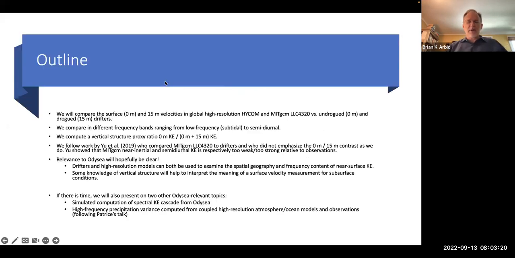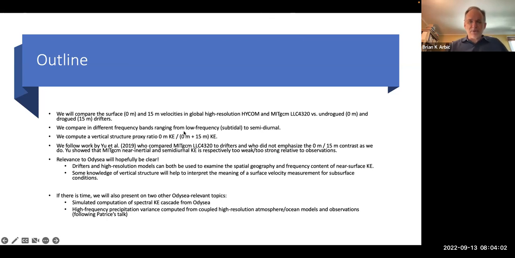Okay, so we're going to compare the velocities at the sea surface, or 0 meter depth, and at 15 meters in global high resolution HYCOM and MITgcm versus undrogued drifters, which are meant to represent flows at the surface, and drogued drifters, which are representing flows at about 15 meters. And we're comparing these in different frequency bands, ranging from low frequency or subtidal all the way up to semi-diurnal high frequencies. We do compute a vertical structure proxy ratio, the ratio of kinetic energy at the surface divided by the sum of the kinetic energies at 0 and 15 meters.